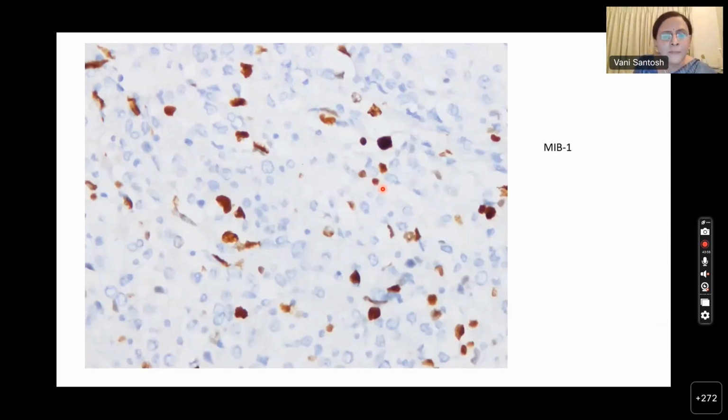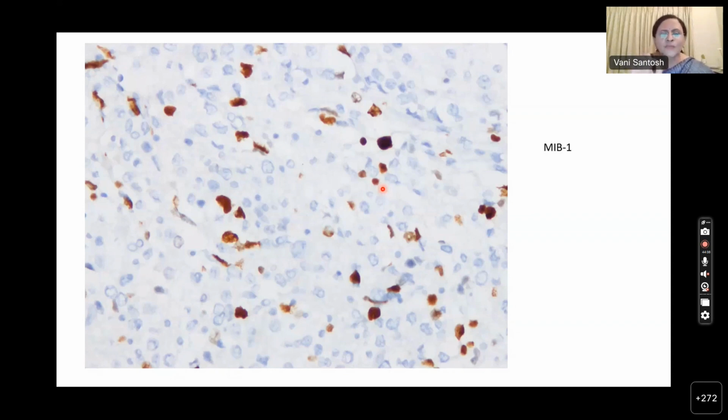And what is this stain? This is MIB1, also called Ki67, which is used for counting the proliferating cells. Not mitosis. Mitosis is different, proliferating cells are different. Because when a cell proliferates, it goes from G0, G1, G2, S phase and M phase. M phase is the mitosis. But a cell in proliferation can be in any of those phases. And this antibody will label those cells which are proliferating. It may not be in a mitotic phase, but proliferating.